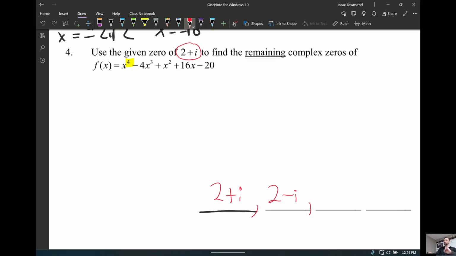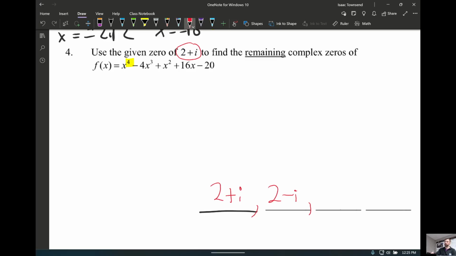hang tight here. But in theory, if I divide this 0 out, I can get this from a 4th degree down to a 3rd degree. And then if I divide this 0 out, I can get it from a 3rd degree to a quadratic. And I don't know how much of a pain the quadratic is going to be, but at least I know I could use the quadratic formula as a worst case scenario to get the last 2. So you can't divide this out or divide this out with synthetic division. We have to divide these out with long division.